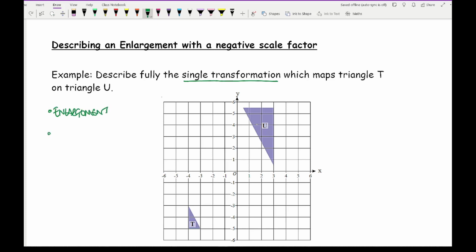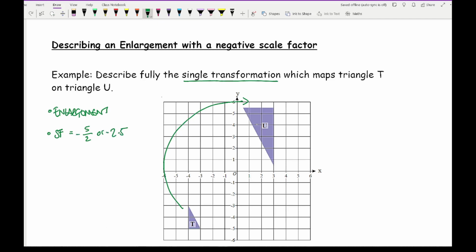The next thing we then need to do is the scale factor. Looking at how much bigger triangle T is to U, so we're going in this direction, you can see that it's about 2.5 times bigger. So here the scale factor is 5/2 or 2.5. Now we also know it's been flipped, so it's going to be a minus. So I can write that there.